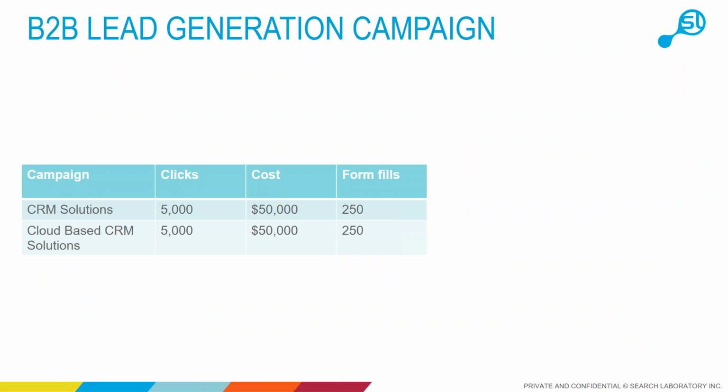So I've shown you a graphical illustration of some of the problems that we face, and I just wanted to present that in a more solid form, using the data. So if we look back at a typical B2B website, let's say you've got two campaigns, one selling CRM solutions, one selling cloud-based CRM solutions. CRM is customer relationship management, a piece of software that people use to manage their customer relationships.